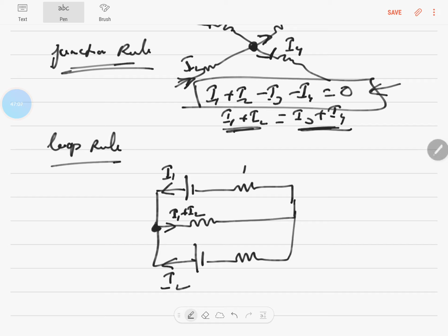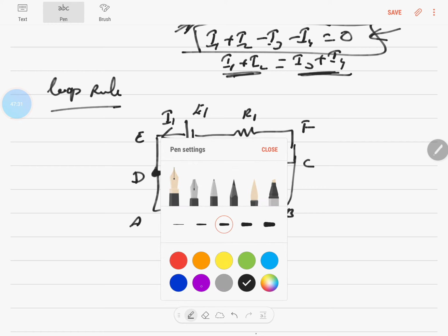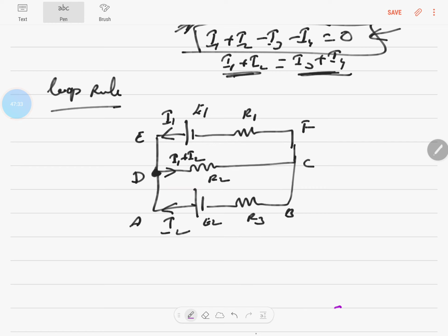Let's name this as R1, this resistor is R2, this resistor is R3. And let's name the cells as E1 and E2. Okay, now let me name these as A, B, C, D, E, F. I'm not sure if you had learned this loop rule. It's very, very important for us to be able to solve any problem.